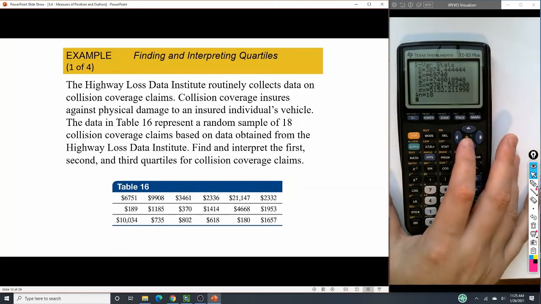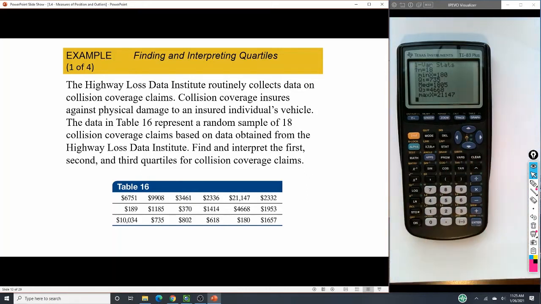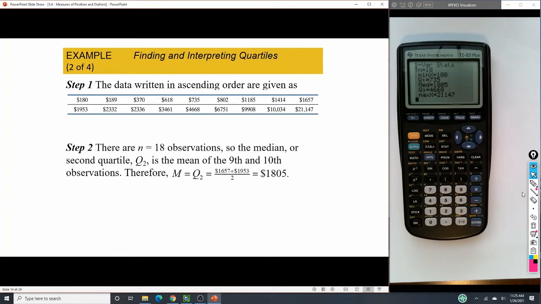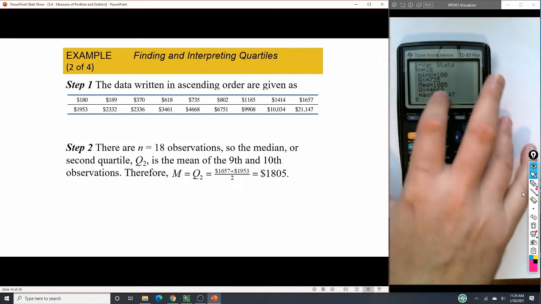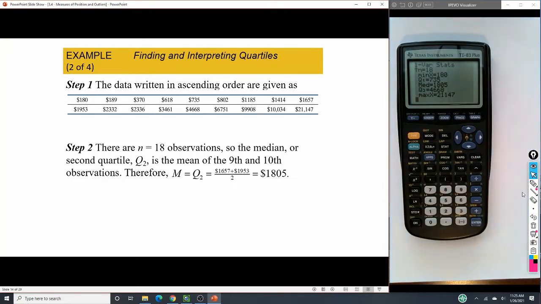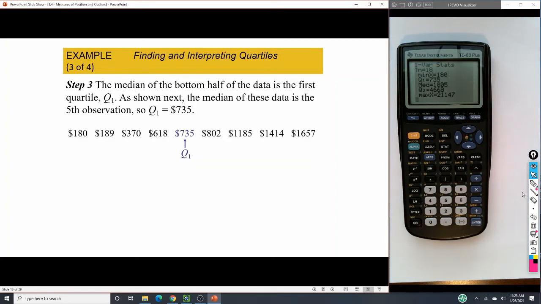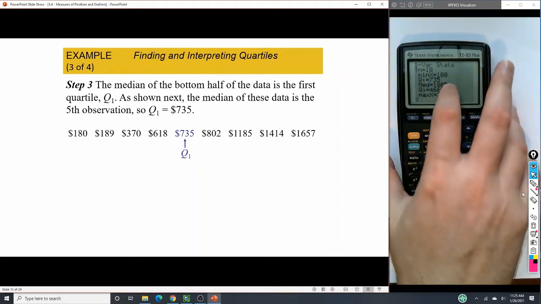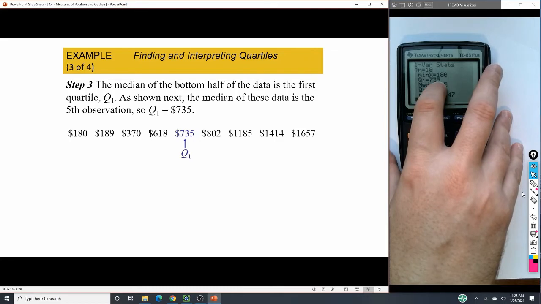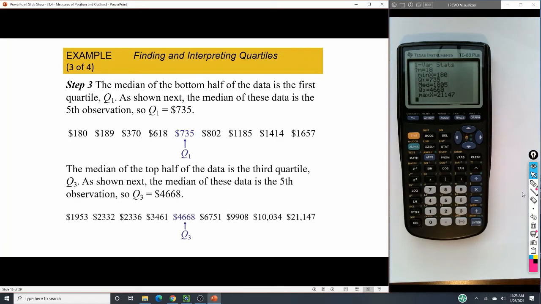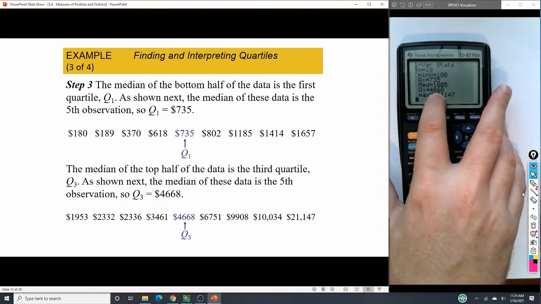All right. So now we want to just go down. So if we go all the way down here to the bottom, we can see all of those numbers that they are wanting for us to have here. Okay. So even though they did all those pieces, we found our Q2 or our M, our median, 1805. We agree with what they have here for those pieces. Okay. Now they're breaking it down and actually picking out the numbers, but the calculator does it. They found that Q1 should be at 735. Look at ours, 735 with those. And then Q3 should be there at 4668. Well, look at ours, Q3 is 4668.